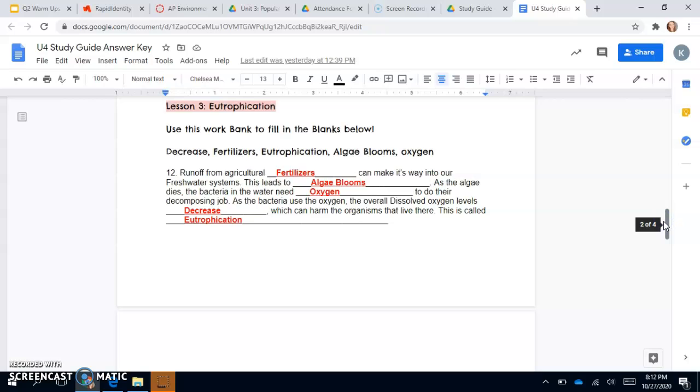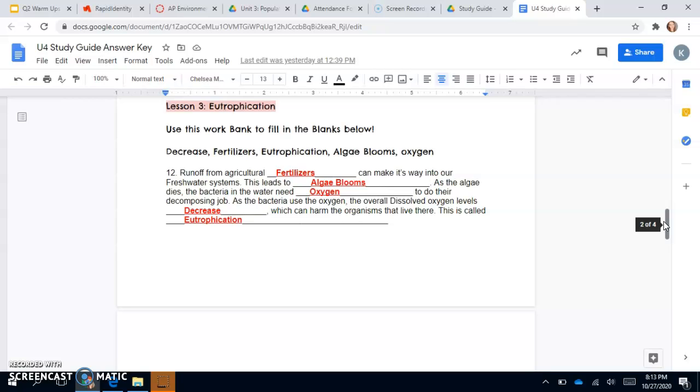So moving on, we had to just fill in this word bank. So this is just a review of eutrophication. So if we read this correctly, this is how this particular paragraph should read. Runoff from agricultural fertilizers can make its way into our freshwater systems. This leads to algae blooms, and as the algae dies, the bacteria in the water need oxygen to do their decomposing job. As the bacteria use the oxygen, the overall dissolved oxygen levels decrease, which can harm the organisms that live there. This is called eutrophication.